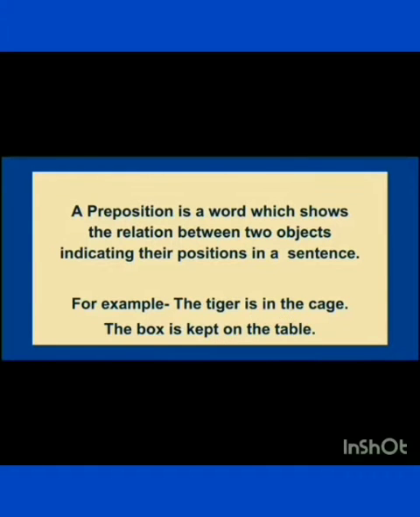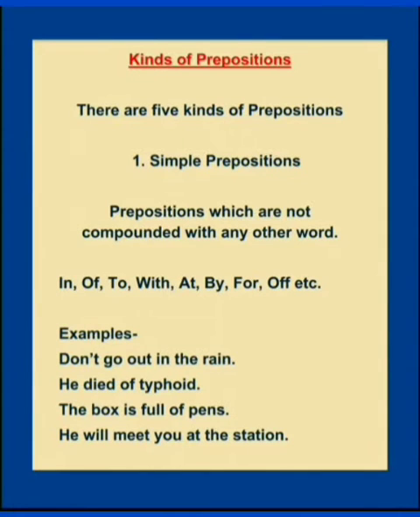Now, if we move forward, kinds of prepositions. There are 5 kinds of prepositions. Number 1, simple prepositions. Prepositions which are not compounded with any other word. These are the simple ones that you usually find in sentences. In, of, to, with, at, by, for, etc. Now, there are certain examples for them.